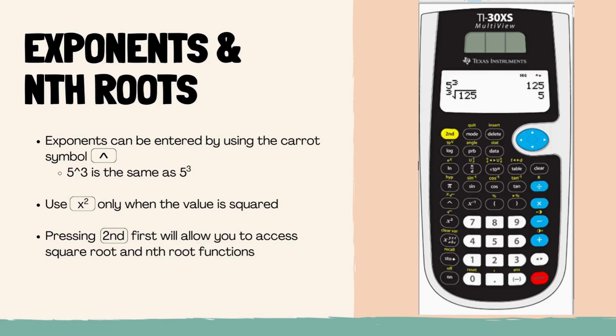So a neat little thing is that a lot of times the second button will give you the inverse of whatever the main button is. So we saw that when we were looking at sine, cosine, and tangent. We also see that when we look at the caret symbol, the x squared symbol, log, and natural log. And one other thing that I want to mention is that you only want to use x squared when the value is squared, only if it's to the power of 2. Any other number, we use the handy dandy caret symbol.